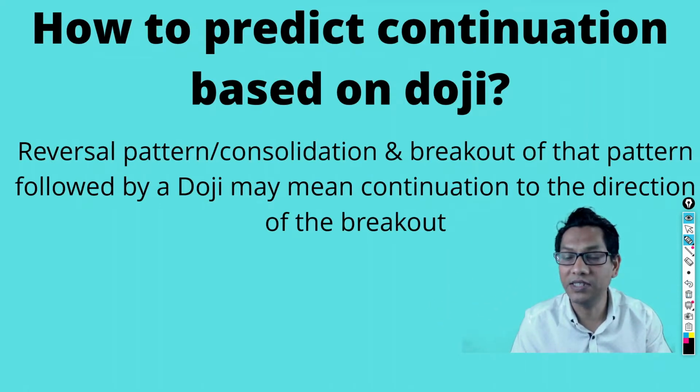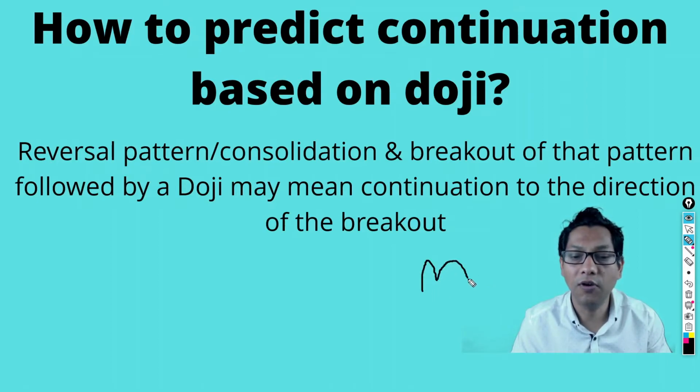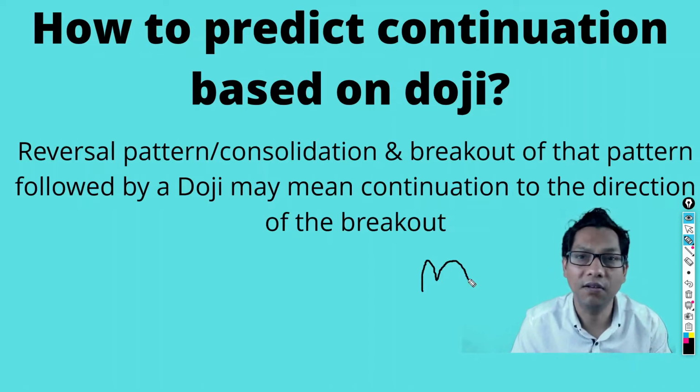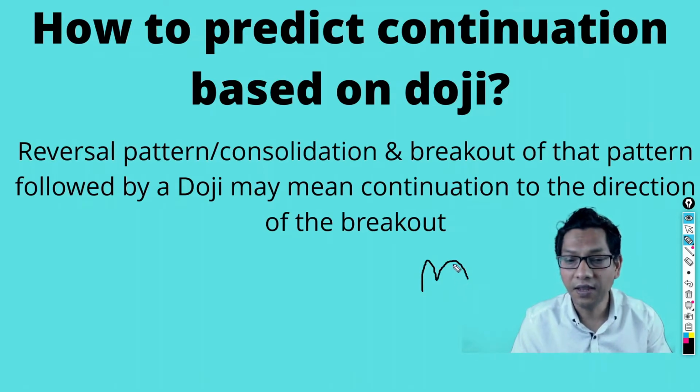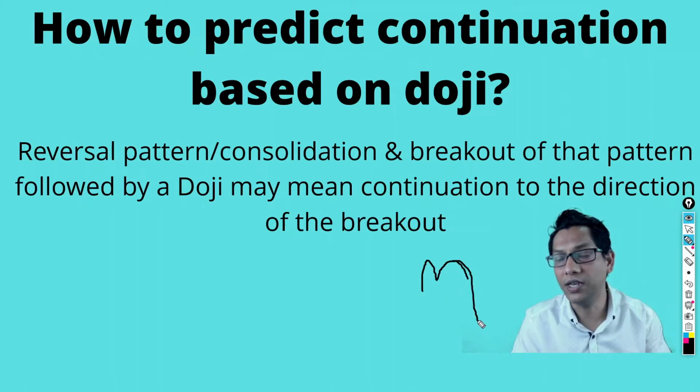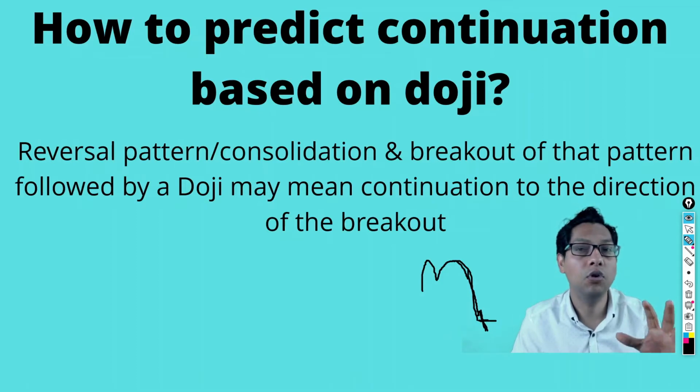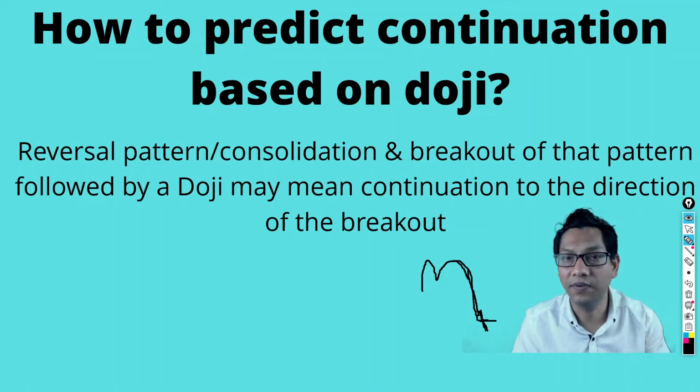So let me give you an example. I will show you in the chart as well. Say for example a double top formation. This is a reversal pattern, right? And then the price broke to the downside with a strong, say, red candle. Now after this, when you see a doji with a lower high, remember that can be a signal of continuation. This is not a reversal. That is very, very important.